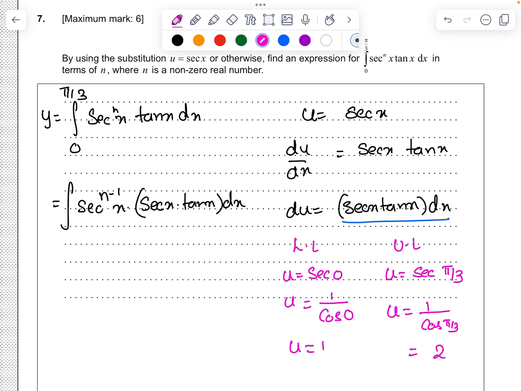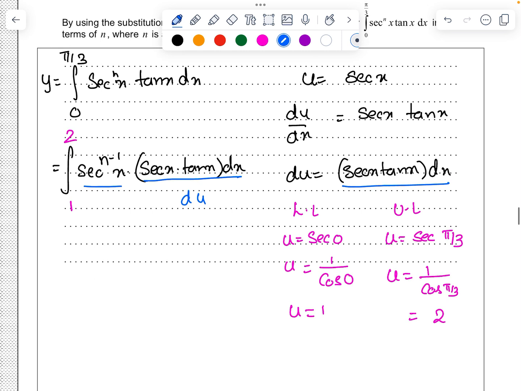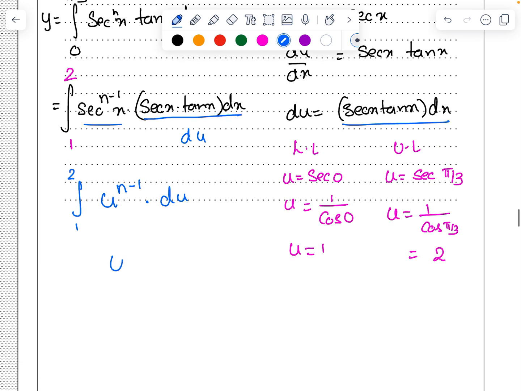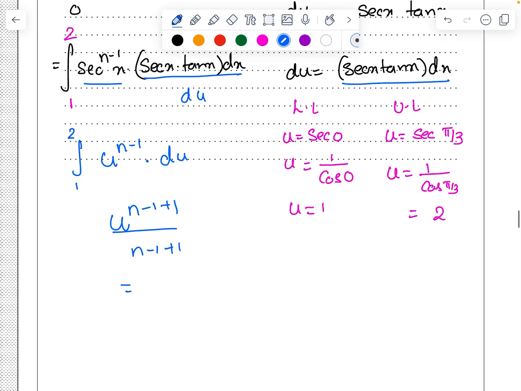So what are the limits? Limits are 1 to 2. Now we know that this entire thing is du and this one is u to the power of n minus 1. So what am I going to get? The integral from 1 to 2 of u to the power of n minus 1 du, which is u to the power of n minus 1 plus 1 by n minus 1 plus 1, which is u to the power of n upon n, from 1 to 2.